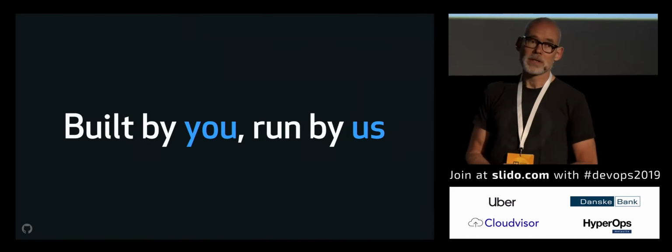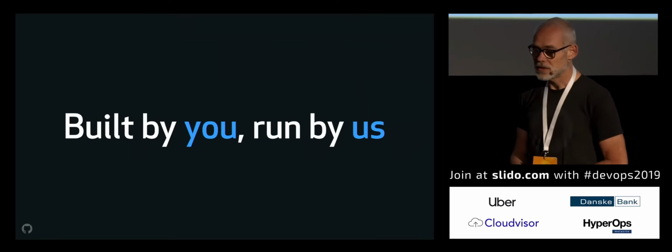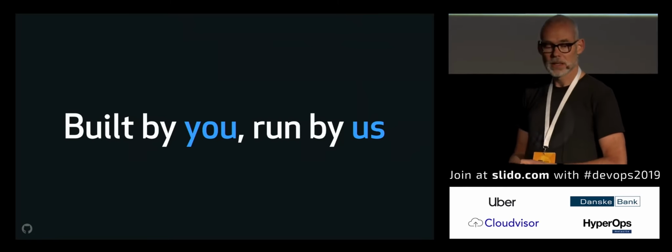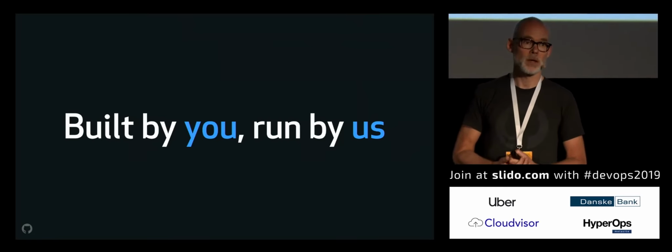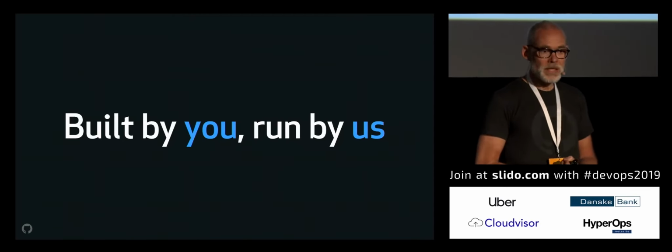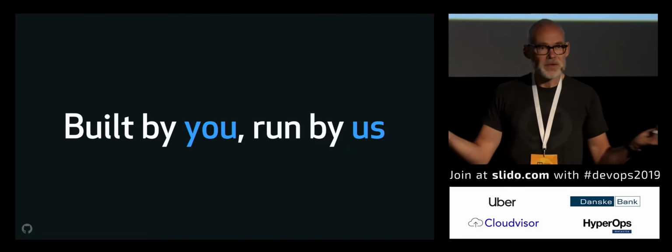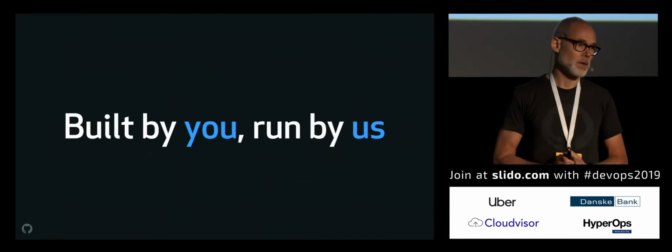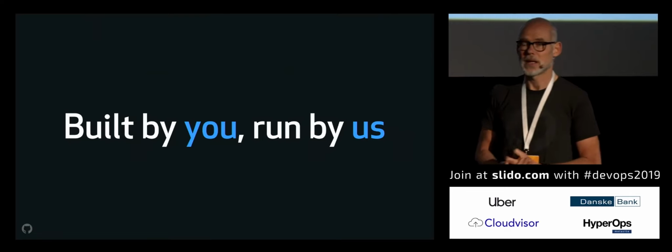What is really important is that GitHub Actions are built by the community and they are run by us. So we run actions on the GitHub platform. That means you do not have to take care of any infrastructure or anything in order to run those actions. We take care of that on the GitHub platform.